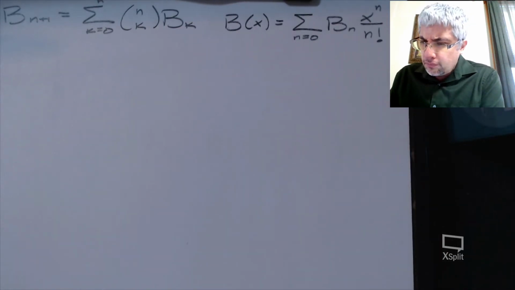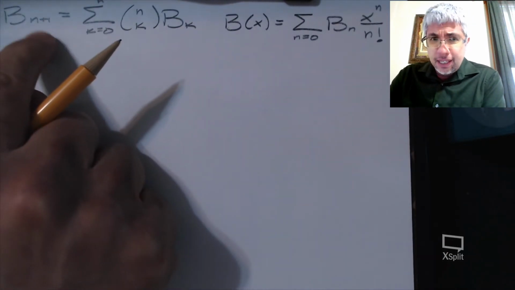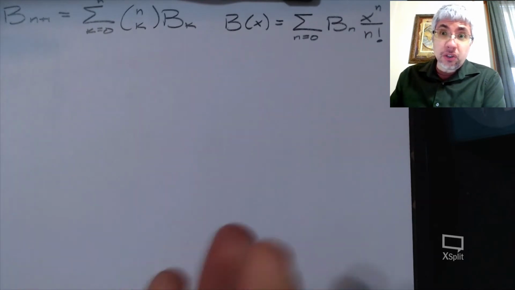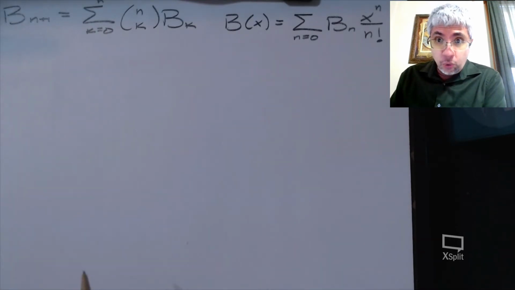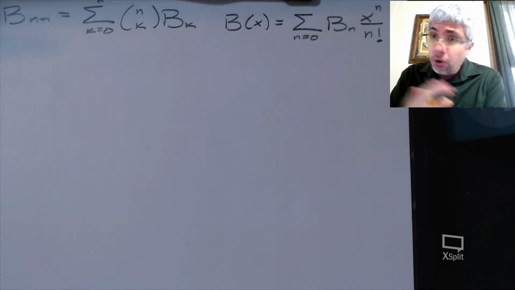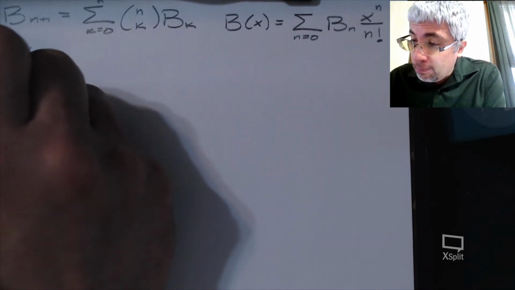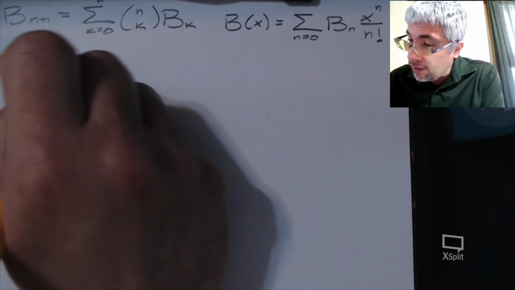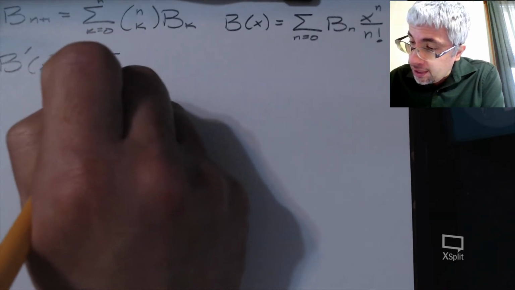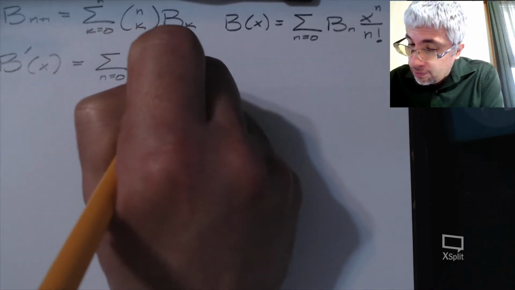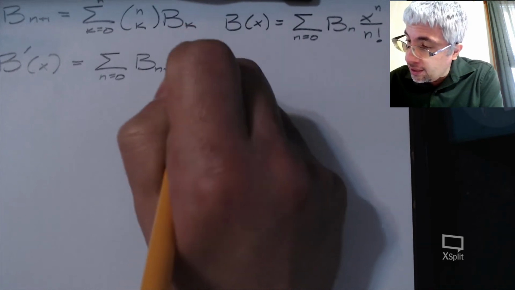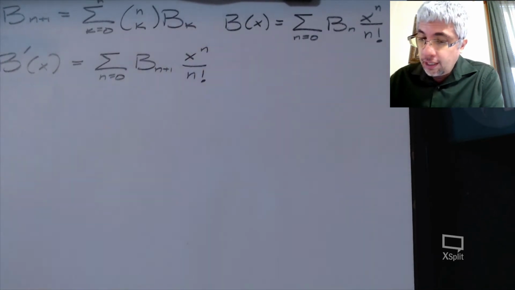Now, I'm going to leave this n plus 1 here because that's just going to be a left shift by 1. So we'd be starting with b1, b2, b3, and so on. In order to do that with an exponential generating function, all we need to do is take a derivative. So this is going to be b prime of x. That will give us the sum of b sub n plus 1 x to the n over n factorial.